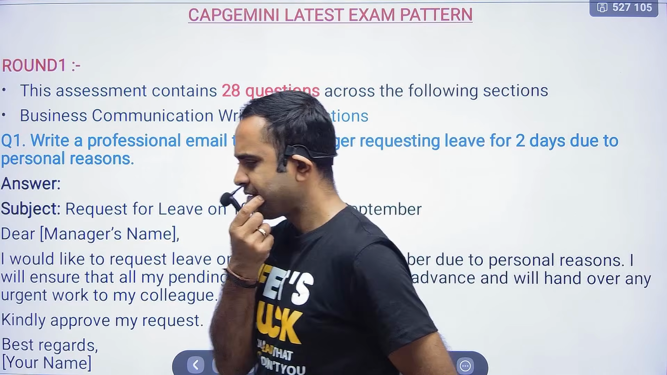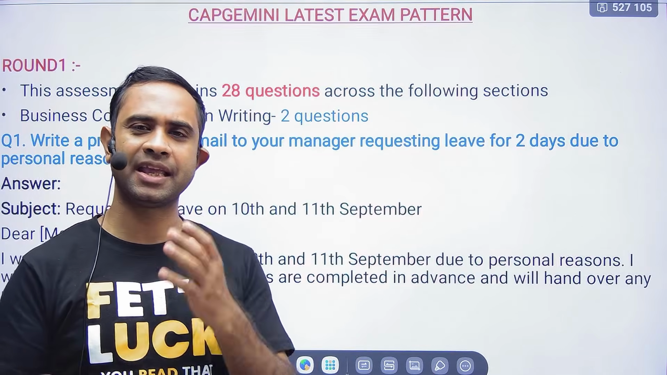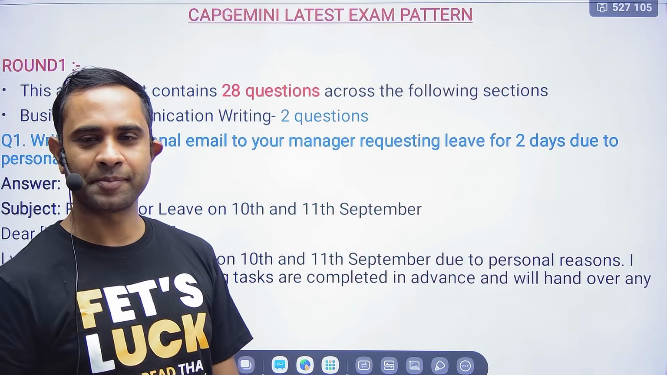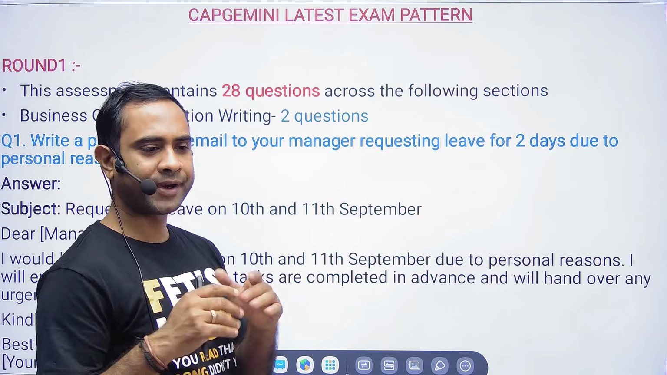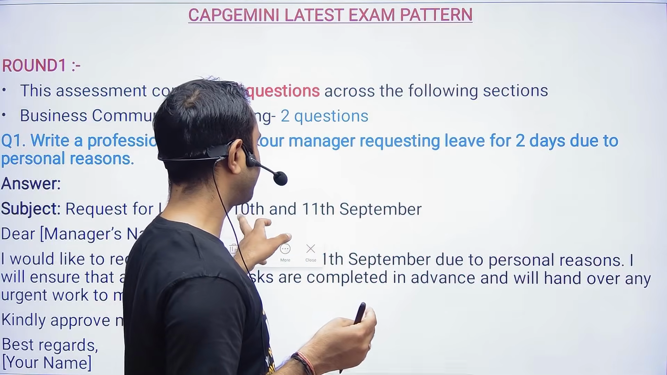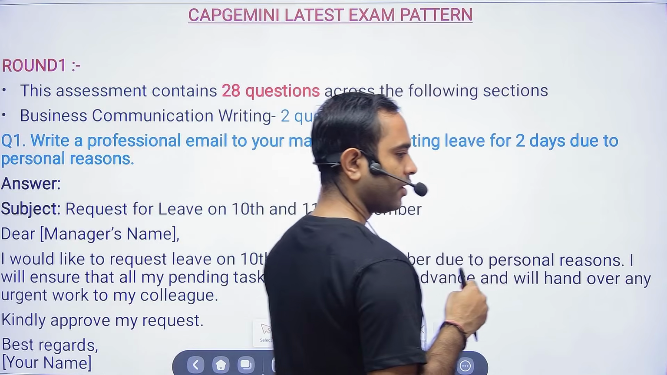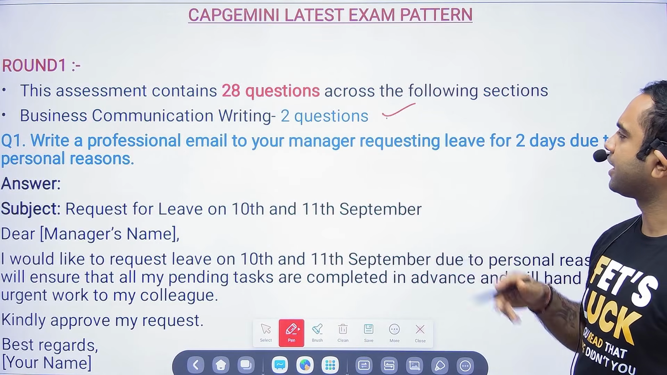Then only you will be able to correct the sentence. So basically, if you say verbal ability is there or not, see, verbal ability is anyway inherent in this particular communication round, because without this verbal ability, our communication round cannot be better, right? Okay, then next one. So next one is business communication writing, 2 questions.